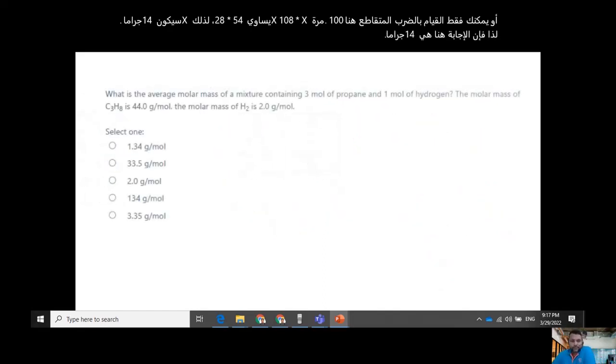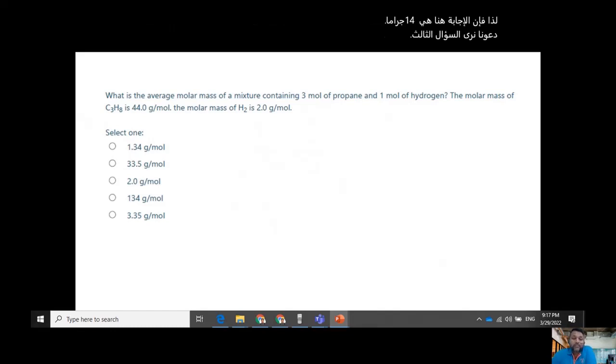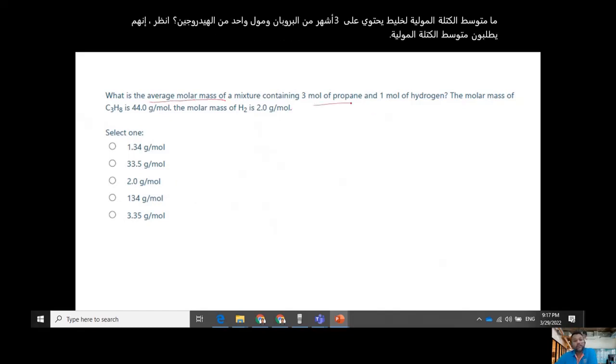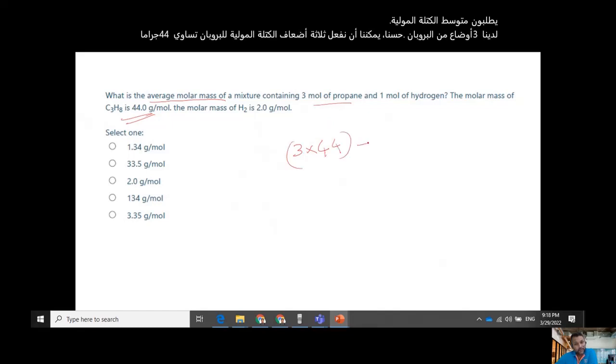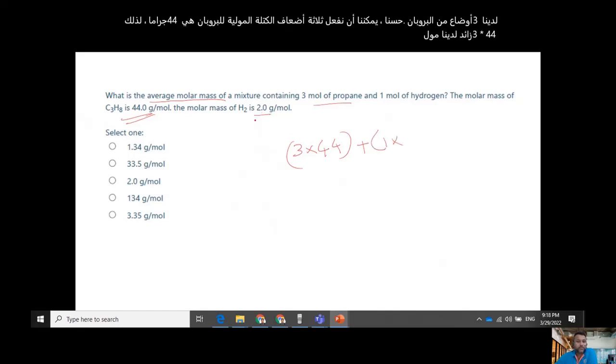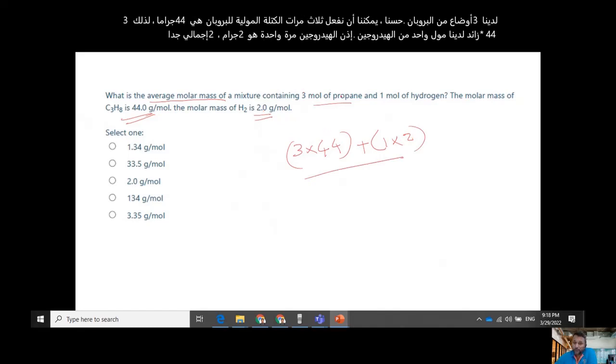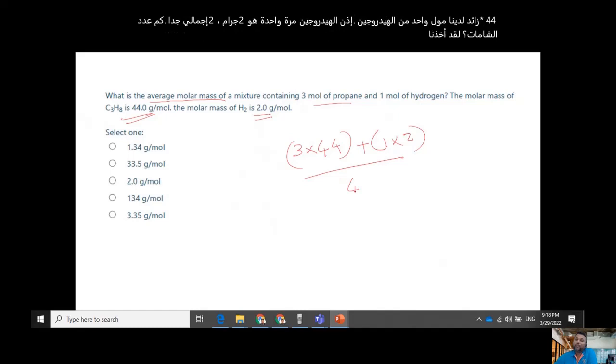Let's see the third question. What is the average molar mass of a mixture containing 3 moles of propane and 1 mole of hydrogen? See, they are asking for average molar mass. We have 3 moles of propane. Well, we can do 3 times the molar mass of propane, which is 44 grams. So 3 times 44 plus we have 1 mole of hydrogen. So 1 times hydrogen, which is 2 grams, 2. So total, how many moles have we taken? 3 moles of propane and 1 mole of hydrogen, total 4 moles.